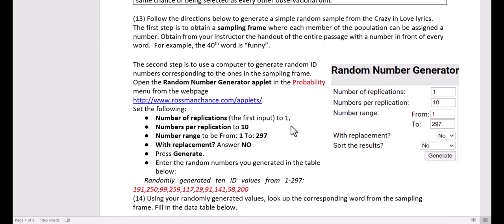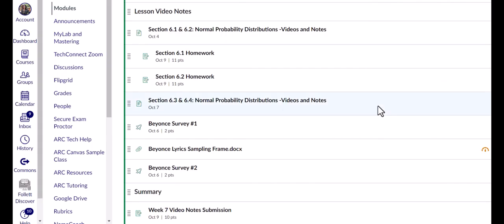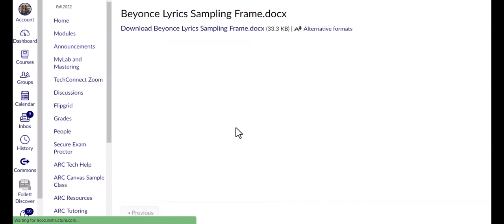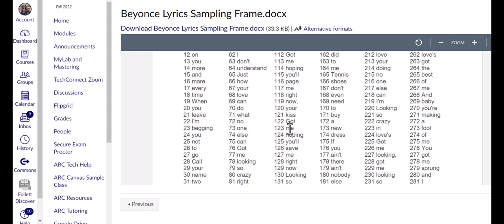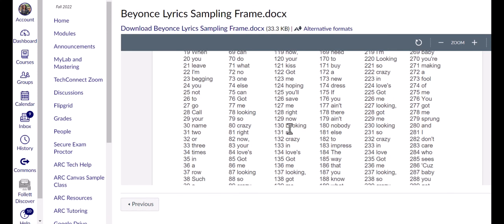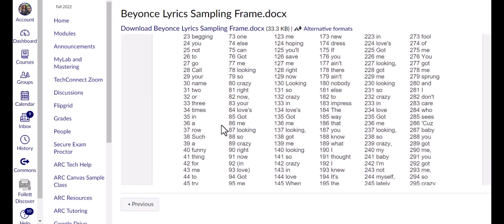So the first step here is I'm going to give you a sampling frame, which should be in your module. You should be able to find a Word document that has the sampling frame on it. In your module, you should see Beyonce survey number 1, then the sampling frame, and then Beyonce survey number 2. So let's go to the sampling frame. This is what you will be looking at. When you do the random number generator, then come back to the sampling frame and pick out the words.